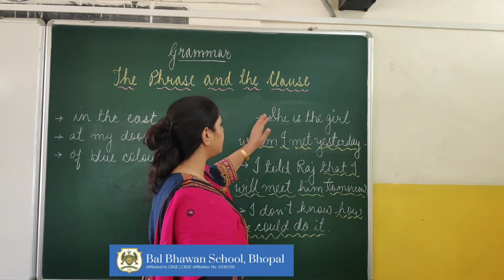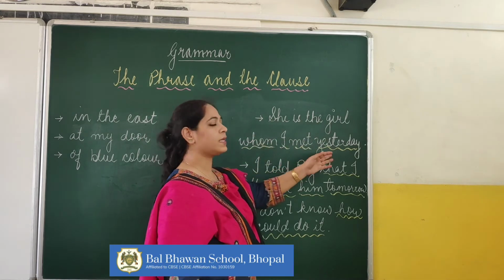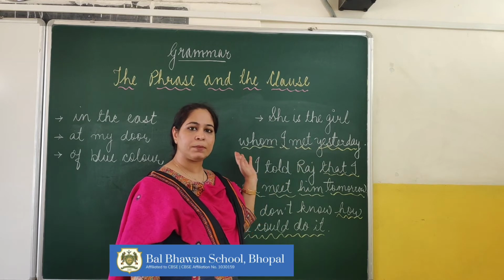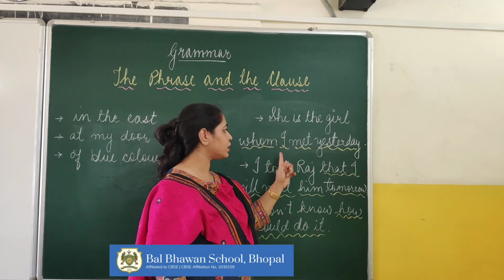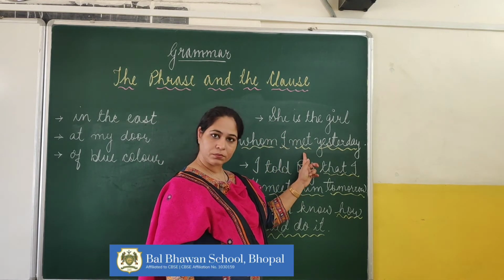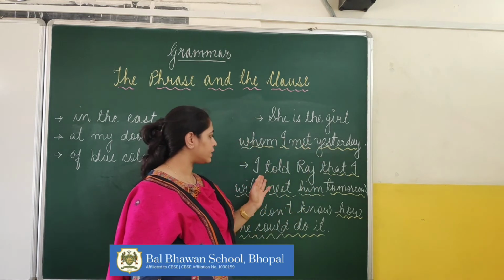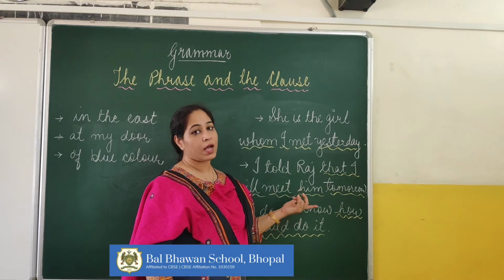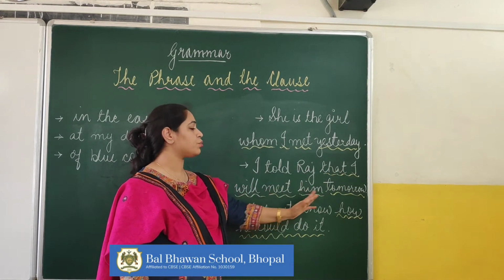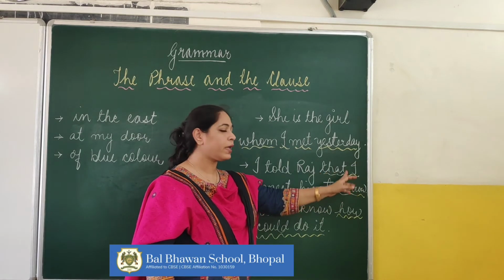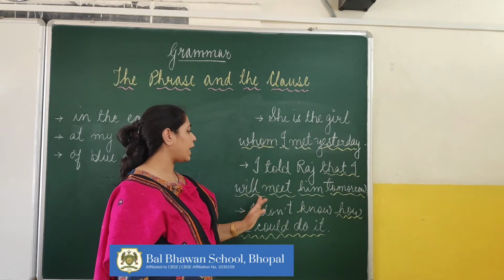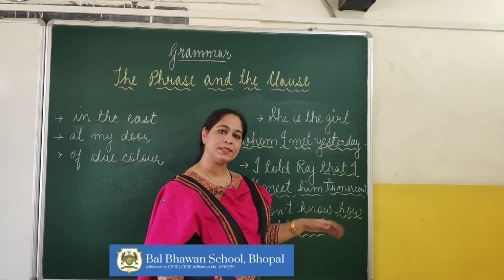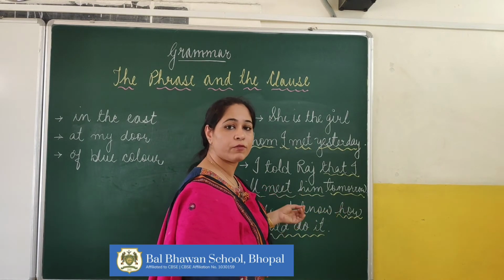Alright? For example, she is the girl whom I met yesterday. So here, whom I met yesterday stands alone. It has a complete sense of its own. It has a subject. It has a verb. Alright? Look at the next sentence. I told Raj that I will meet him tomorrow. Again, that I will meet him tomorrow is a clause where I is the subject and meet is the verb. So if we separate it from the complex sentence, it will stand alone. It has a meaning of its own.